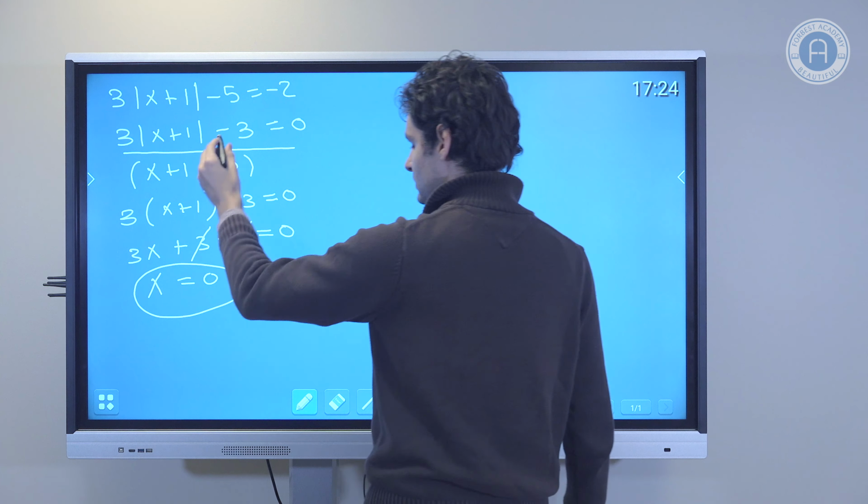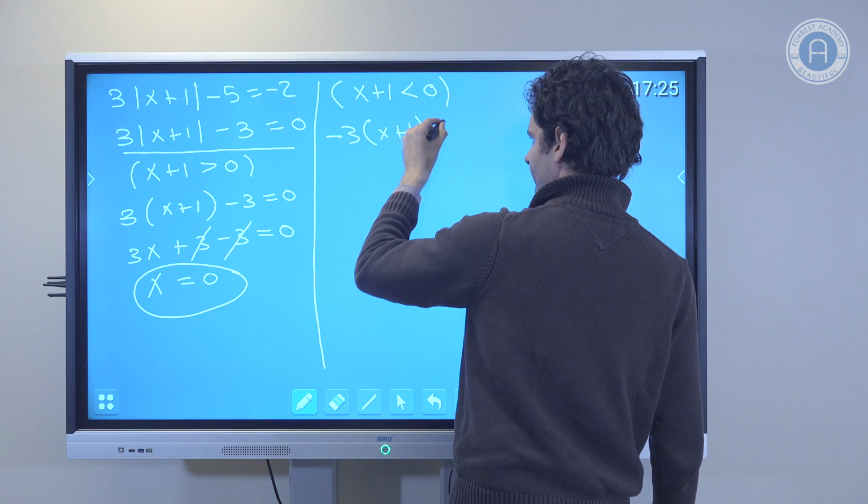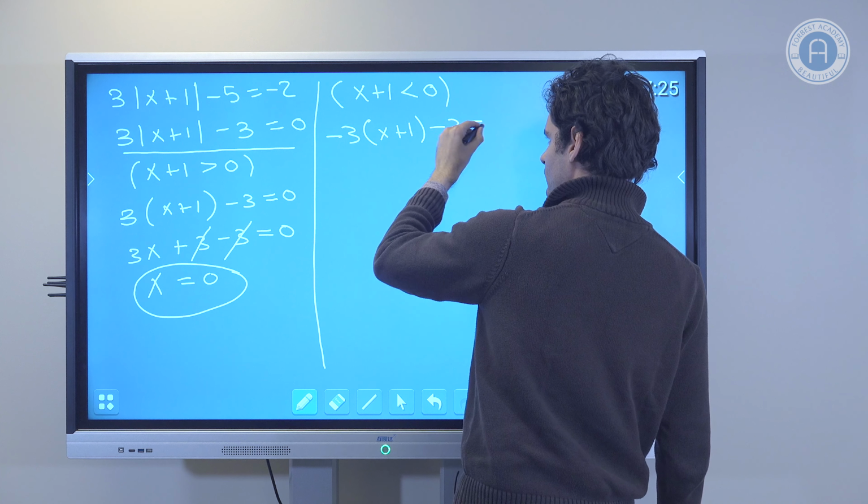Okay, so let's take the other case. Let's assume x plus 1 is a negative quantity. Right? So if this is a negative quantity, then we can expand this absolute value as minus. So we have a 3 there, x plus 1 minus 3 equals 0.